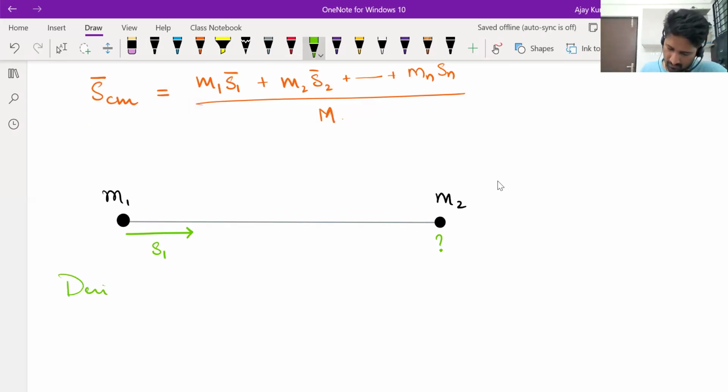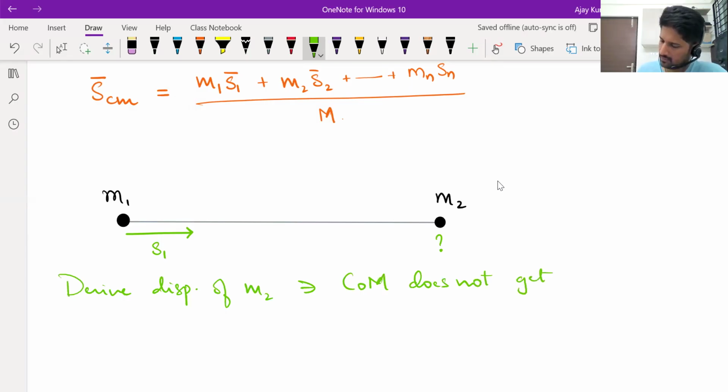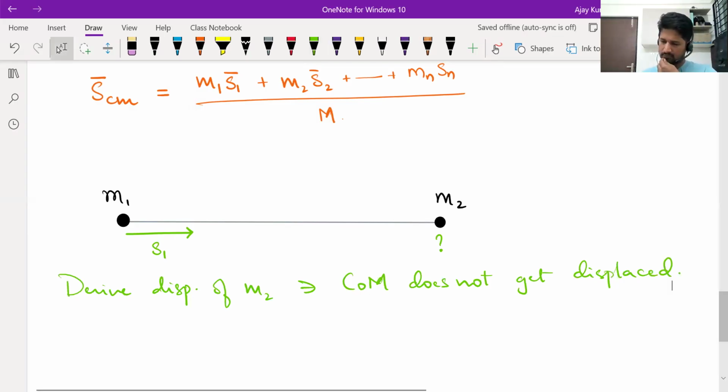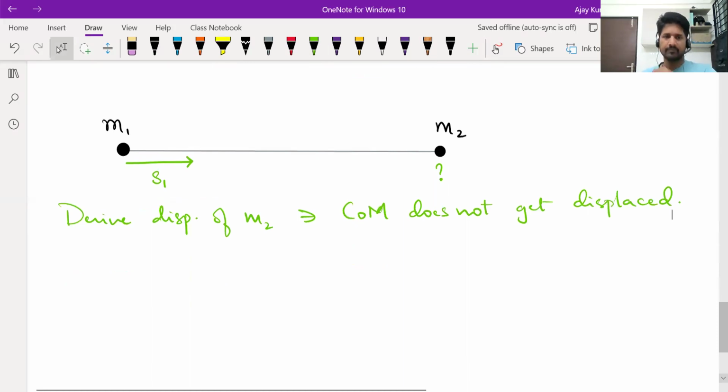Derive the displacement of M2 such that the center of mass does not get displaced. Try. M1's displacement is known to us. We have to find out M2's displacement such that center of mass stays there itself, where it was originally present before the displacements.